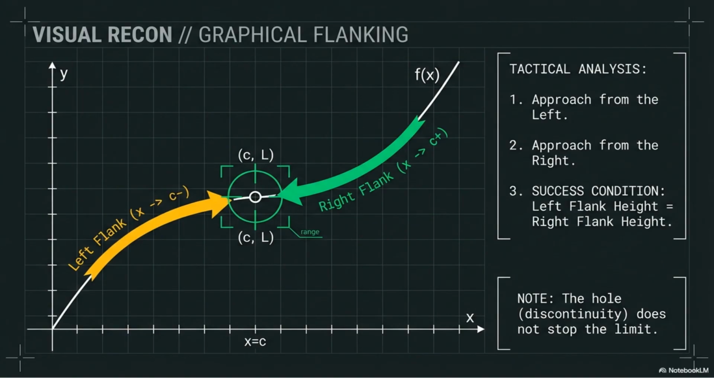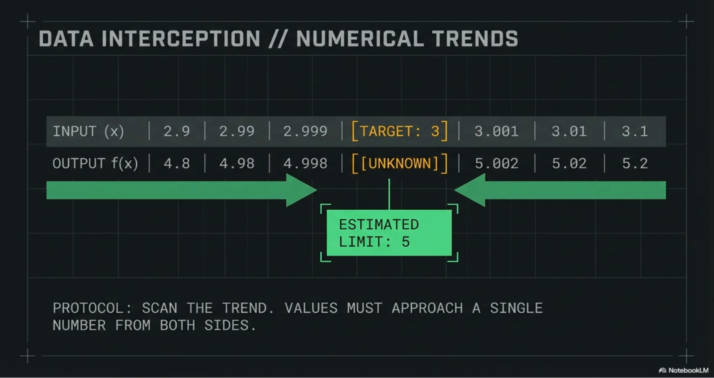We begin our visual reconnaissance by flanking the target graphically. For a limit to exist, you must execute a coordinated approach. You will approach the target x value from the left flank and simultaneously approach from the right flank. The success condition for this operation is simple. The left flank height must exactly equal the right flank height. Note that encountering a hole, or discontinuity, does not stop the limit from existing as long as both flanks are targeting the same coordinate.